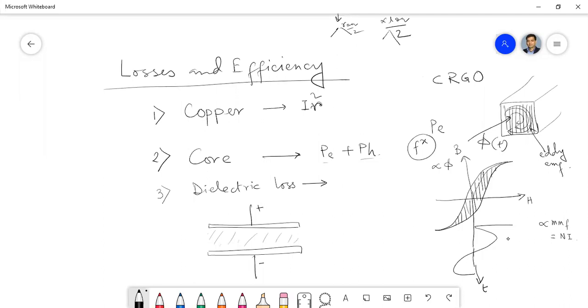Sir, voltage, partial ionization. Yes. Okay, let me tell you that the dielectric materials consist of several electric dipoles. So these dipoles will be aligned like this. There will be alignment of dipoles.